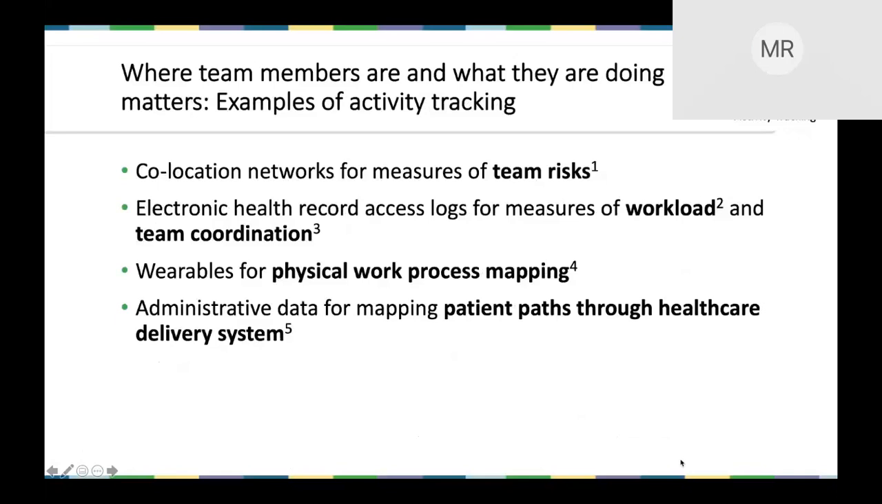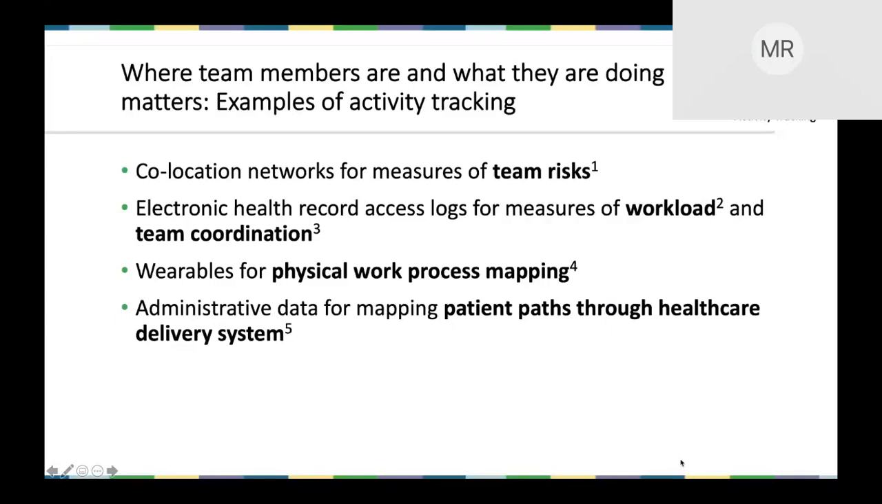So the activity tracing piece is, again, a bit of a bespoke thing, and we'll talk through some examples of how we do this, but it gets used to detect where there might be areas of team risks. So it's done in transmission of infections in acute care wards. People mine electronic health records for measures of workload, also team coordination, so who is shared documenting and shared accessing the same things to understand how people are coordinating work, using wearables for physical work process mapping.